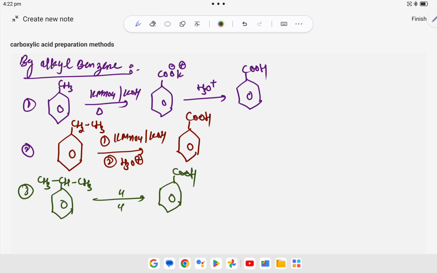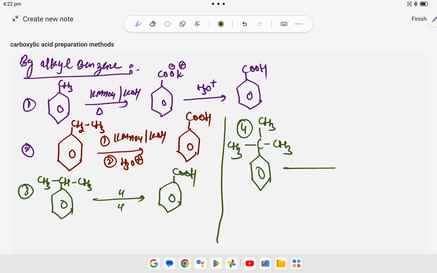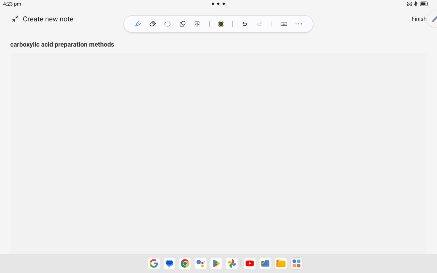But if you are using this, with CH3, CH3, CH3 attached, same KMnO4, KOH, second hydrolysis, then there is no product formation. That you have to remember. So that method is also completed.